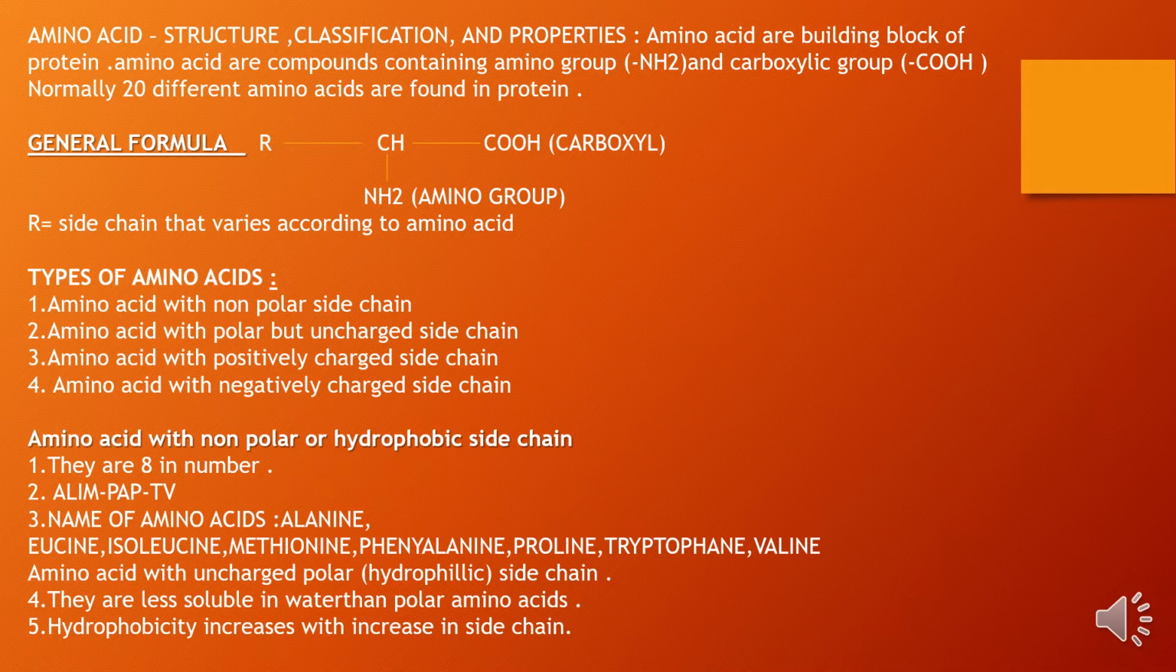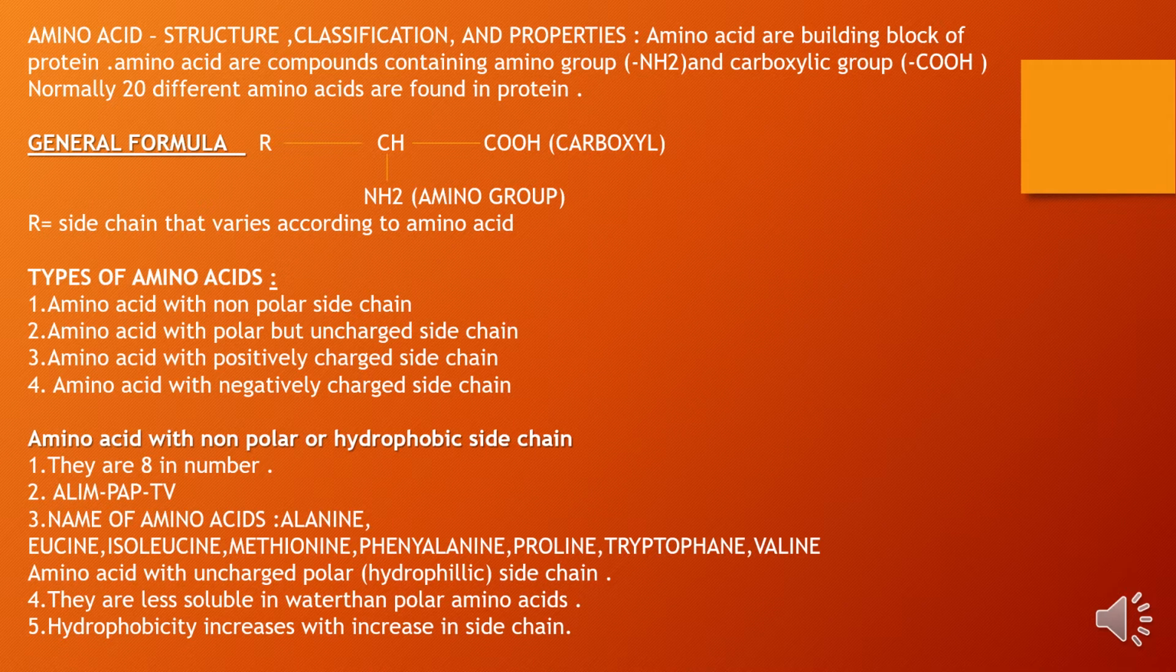One is non-polar side chain, one is polar but uncharged side chain. Uncharged means there is no charge, no positive, no negative. Amino acid with positively charged side chain and amino acid with negatively charged side chain. Amino acids with non-polar or hydrophobic side chain. What are they? They are 8 in number.